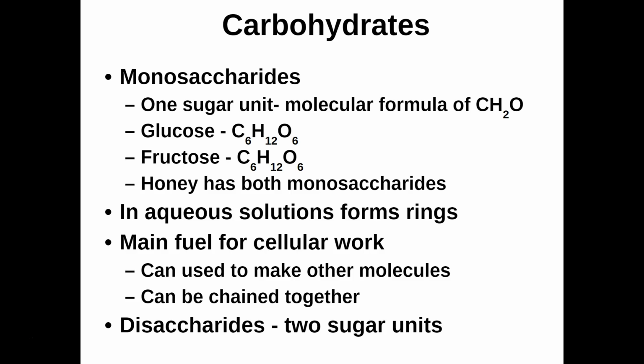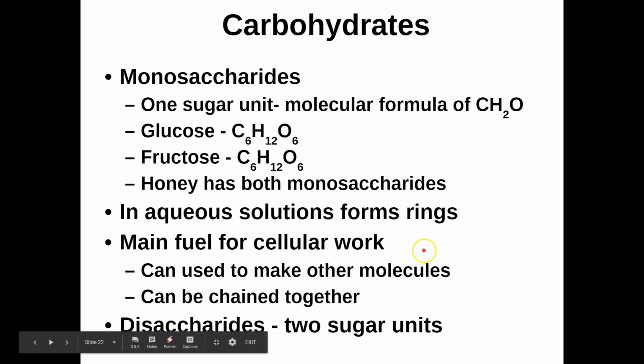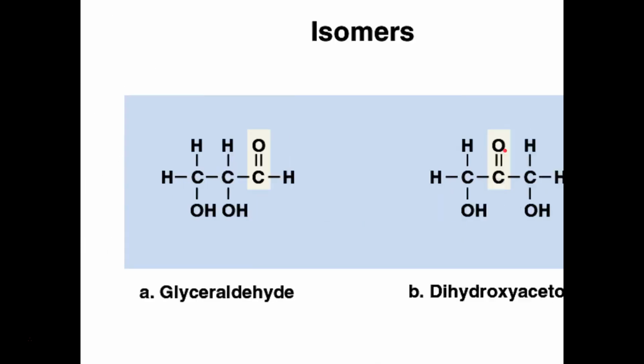Another important detail here is that carbohydrates are the main fuel that your cells are using to do work. So as we're going to find out later, what your cells do is they break down these carbohydrates and they use them to create a chemical called ATP. And your cells are going to use ATP to fuel all of the cell stuff that it wants to do. And you can chain these things together and form what's called a disaccharide. Di meaning two, saccharide meaning sugar, or two sugar units together with one another.